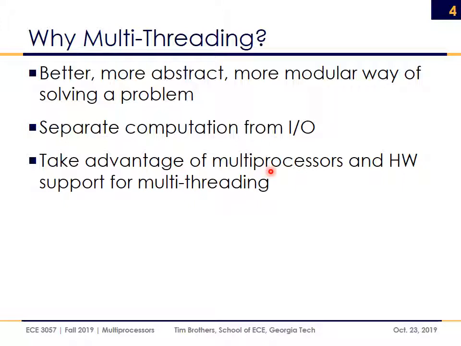Take advantage of multiple processors and hardware support for multi-threading. This is the main reason we do threading. The main reason is to take advantage of multiprocessor systems, especially in the situation where we're doing GPUs, where there might be hundreds or thousands of processors that are available to us. The only way to utilize those multiple processors is to have some structure to break up the code where the compiler and the operating system can understand what code will have to interact and what code is independent, so it can be distributed across multiple processors.